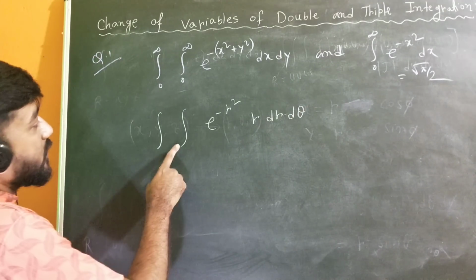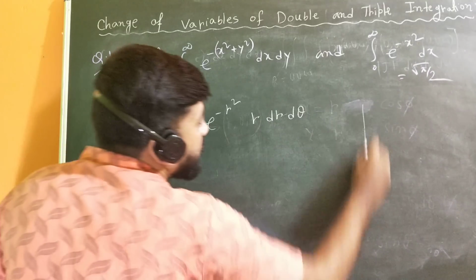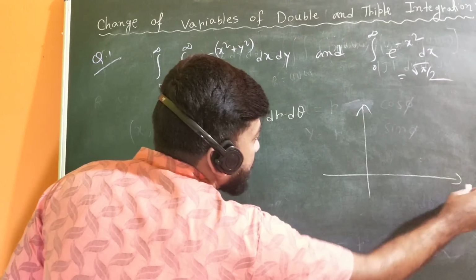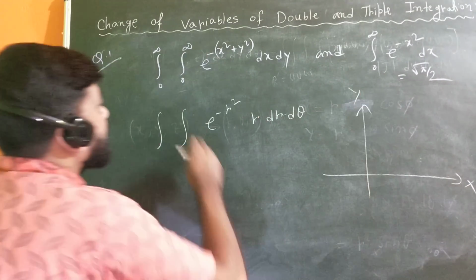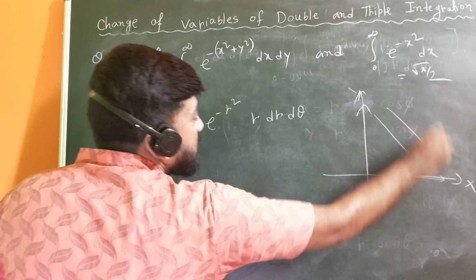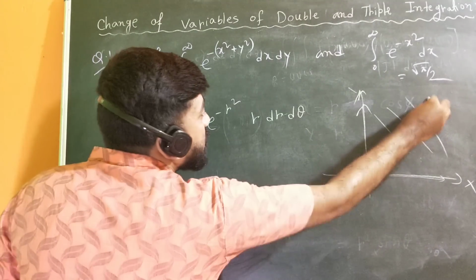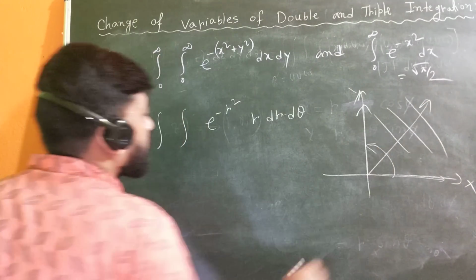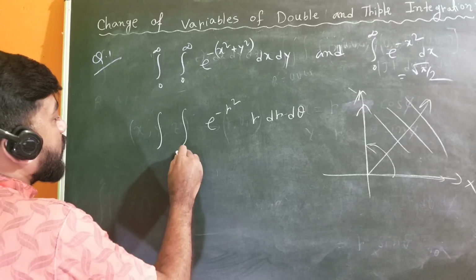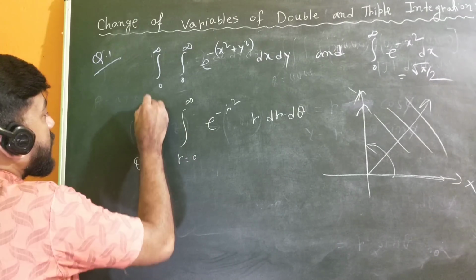Now what will be the limit in this plane? So here you can see from the limit of the integration, if you take this xy plane like this, if this is x and this is y, then here x varies from 0 to infinity and y is also from 0 to infinity. So our region is this. So in this region r will vary from 0 to infinity and theta will vary from 0 to pi by 2.